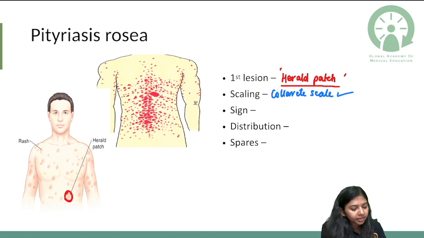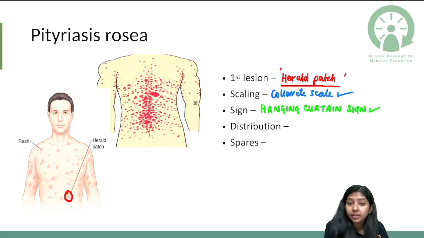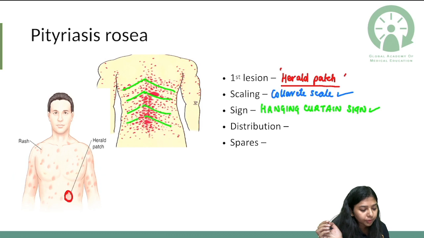The sign we've already discussed is the hanging curtain sign, because when you stretch the lesions along the long axis, these scales tend to fold inward. So this is known as the hanging curtain sign in pityriasis rosea. What is the distribution? The lesions are distributed on the back in a fir tree manner, an inverted fir tree appearance.